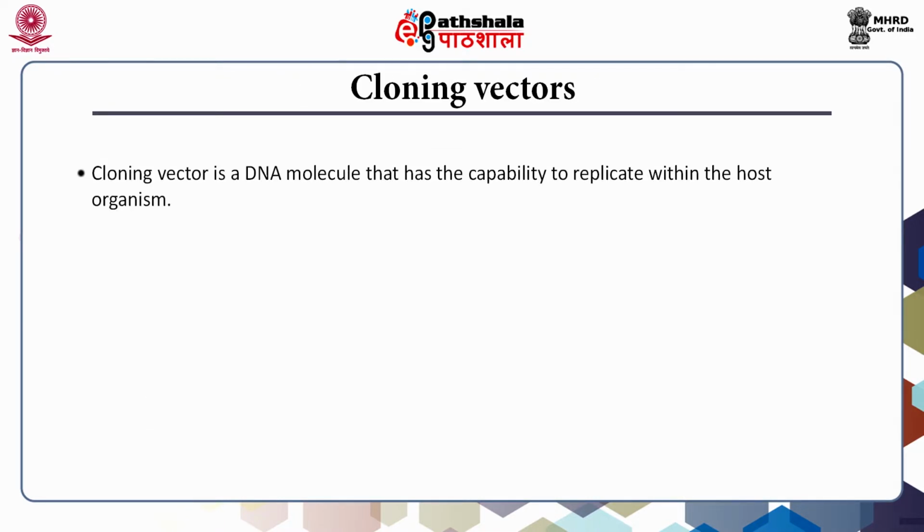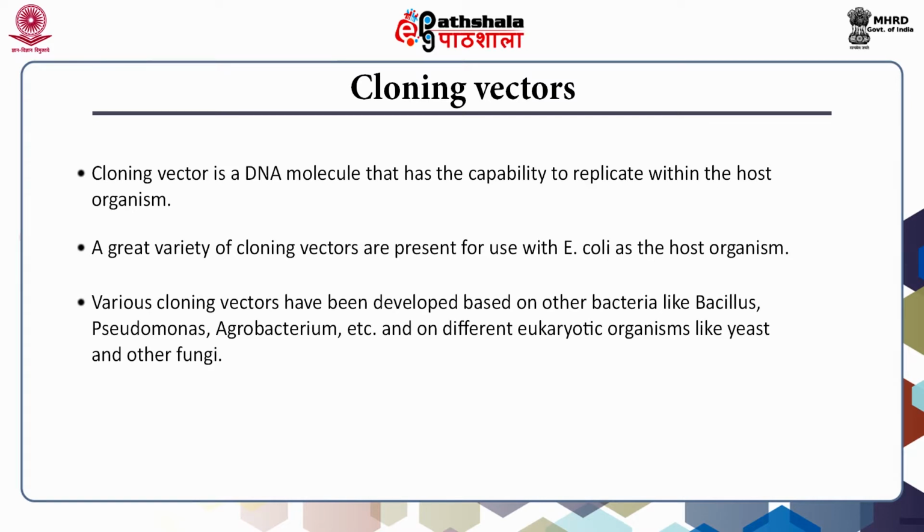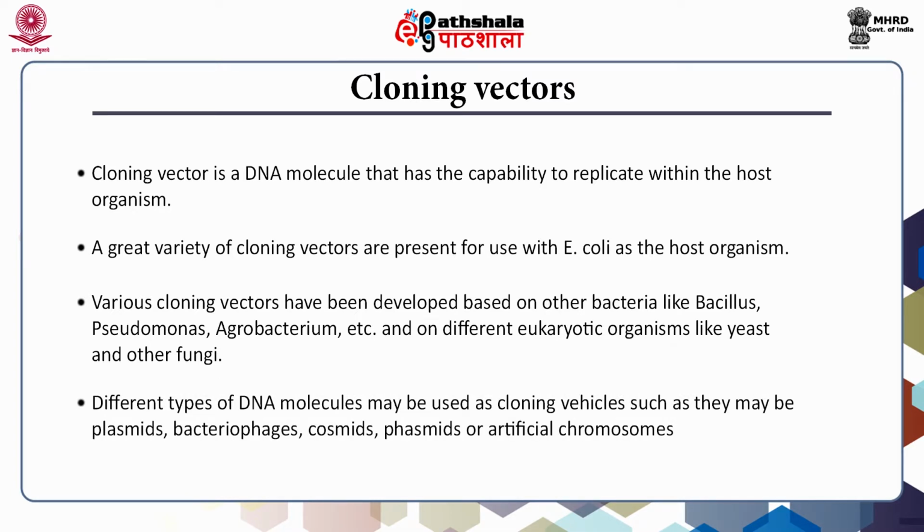A cloning vector is a DNA molecule that has the capability to replicate within the host organism. The target DNA is introduced into this vector to produce a recombinant DNA molecule. A great variety of cloning vectors are available for use with E. coli as the host organism. Sometimes it becomes desirable to use different hosts for cloning experiments. So, various cloning vectors have been developed based on other bacteria like Bacillus, Pseudomonas, Agrobacterium, and on different eukaryotic organisms like yeast and other fungi. Different types of DNA molecules may be used as cloning vehicles, such as plasmids, bacteriophages, cosmids, phasmids or artificial chromosomes.